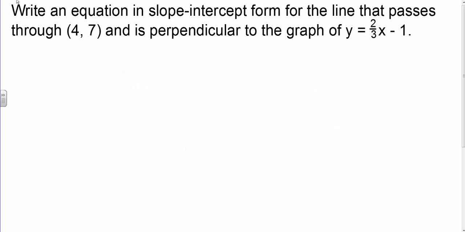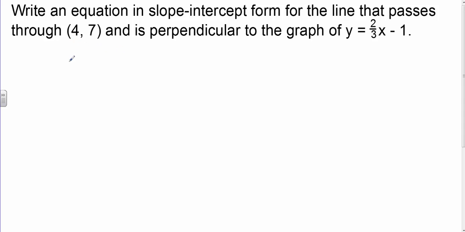Your turn. Write an equation in slope-intercept form for the line that passes through 4, 7 and is perpendicular to the graph of y equals 2/3 x minus 1. What is it that you know that you have to have in order to write that equation in slope-intercept form? You've got to have the slope. What is the slope of the line that is perpendicular to y equals 2/3 x minus 1? It's going to be the negative reciprocal. What will that be? Pause the video and do this one and then get back to me.